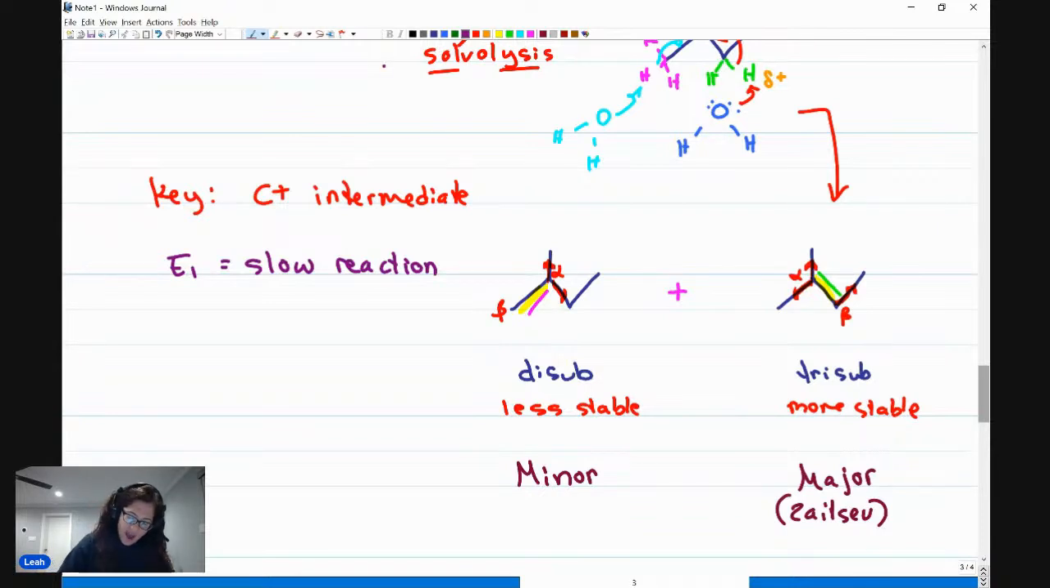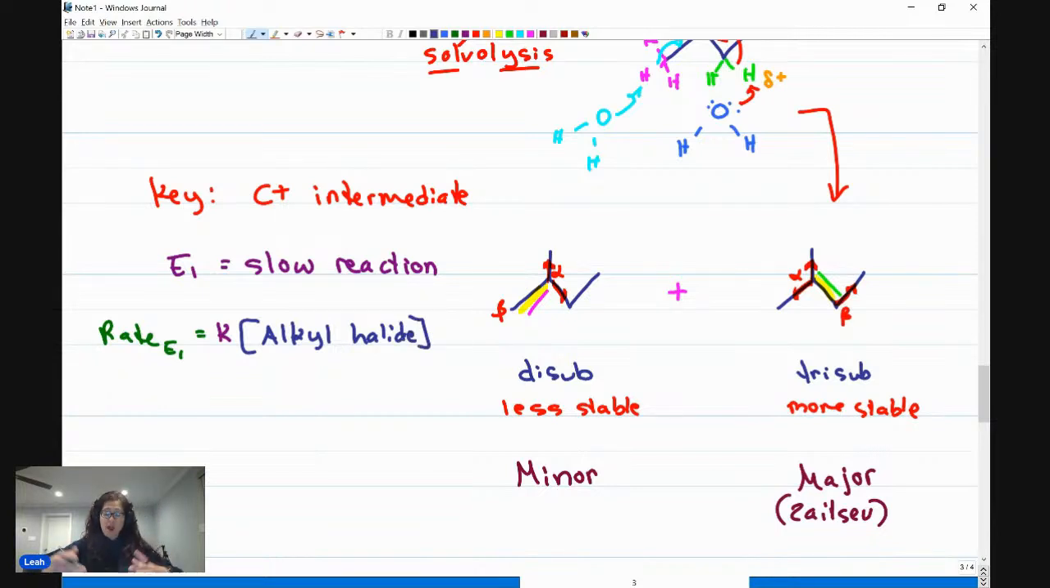If your professor asks for the rate of the reaction, it's very simple. The rate of an E1 reaction is equal to some constant K specific to the molecule in question times the concentration of the alkyl halide, the molecule that had the leaving group. Meaning the more alkyl halides we have in solution, the faster the rate of the reaction. The less we have in solution, the slower the rate of the reaction, because the more we have, the more that is going to react.